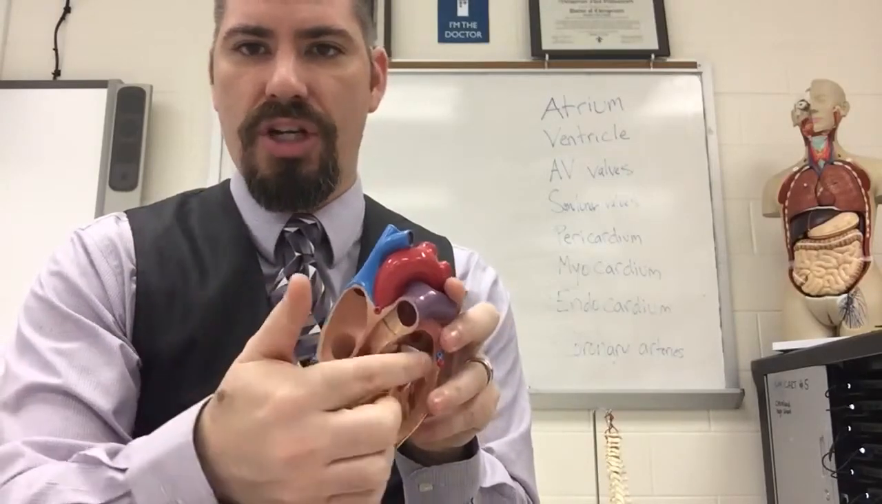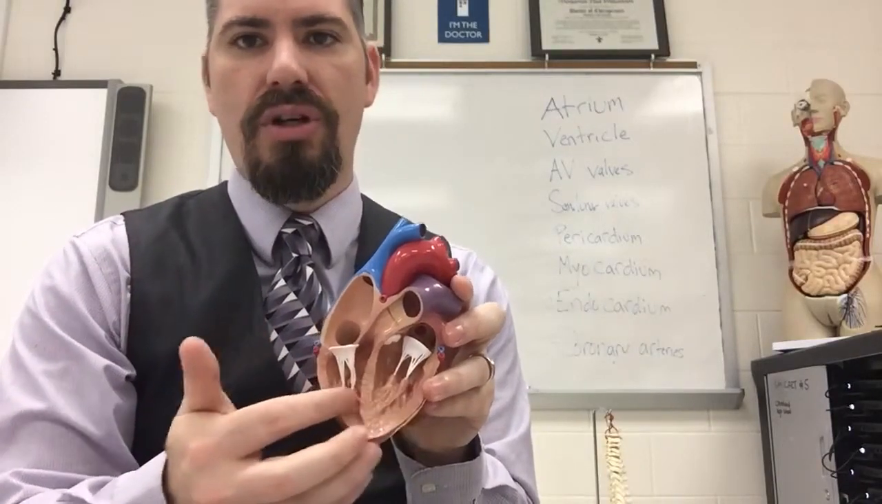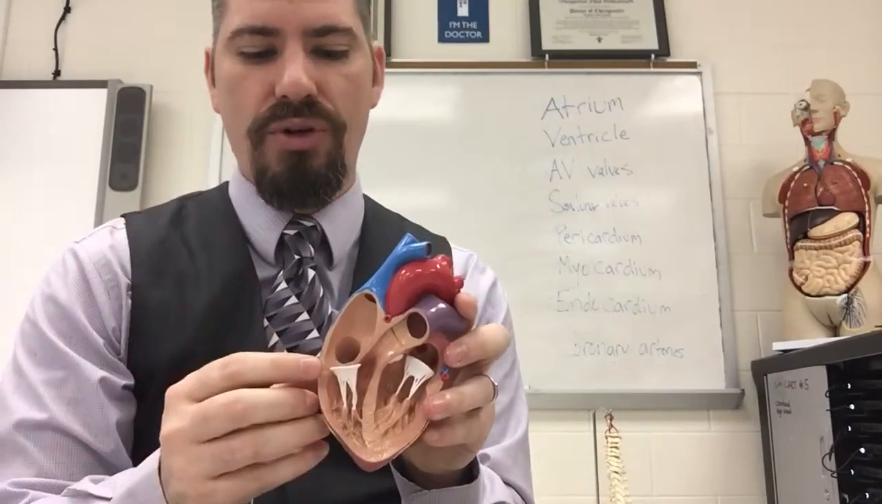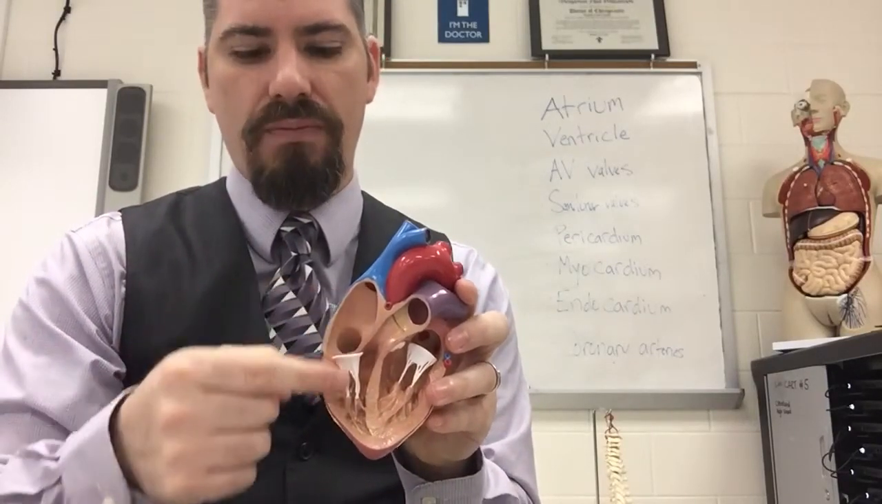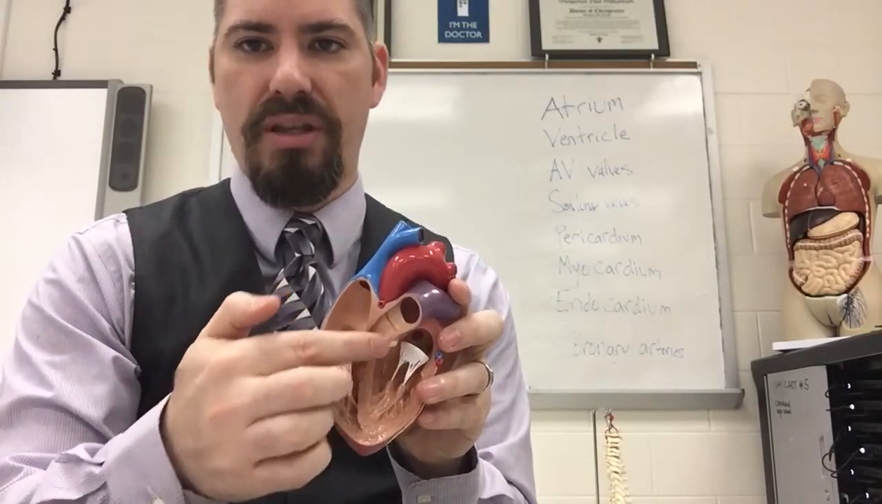The uppermost chambers are called the atria, or the right and left atrium. The bottom chambers are called the ventricles, or right and left ventricles. So the four chambers are the right atrium, right ventricle, left atrium, left ventricle. And they are separated by the thick cardiac septum.